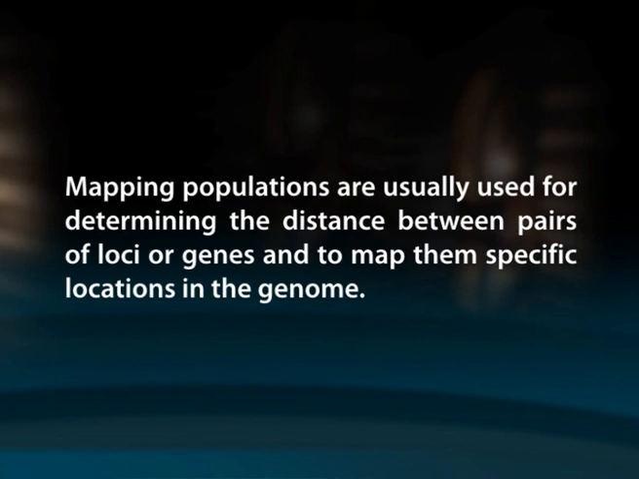Mapping populations are usually used for determining the distance between pairs of loci or genes and to map them to specific locations in the genome. They also help in the identification of molecular markers linked to the genes or loci of interest. Such markers can be used for marker assisted selection, or MAS, for the genes of interest. Thus, mapping populations serve as the basic tool for the identification of QTLs and their effects.